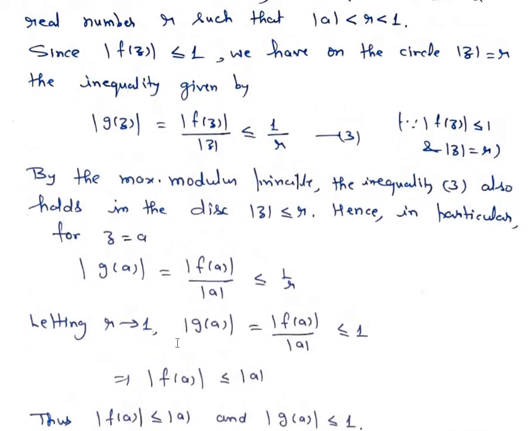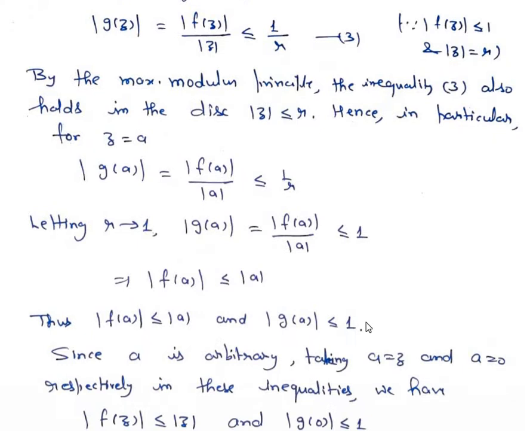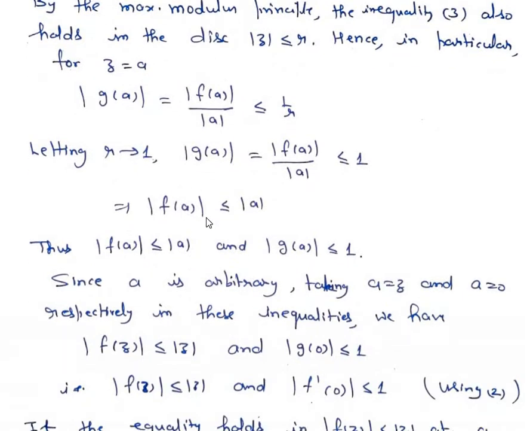Now if we take r tending to 1, we get mod of g(a) is equal to mod of f(a) upon mod of a, which is less than or equal to 1. So therefore cross multiplying, we get mod of f(a) is less than or equal to mod of a. So therefore we have got these results. Number 1, mod of f(a) is less than or equal to mod of a, and number 2, mod of g(a) is less than or equal to 1.